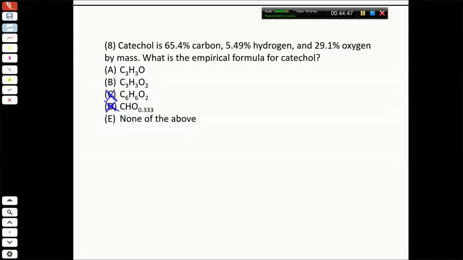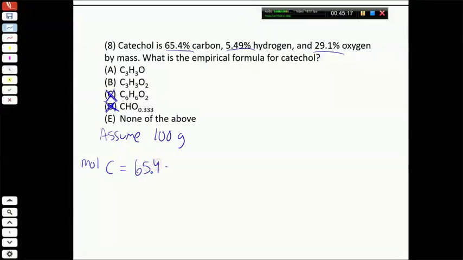Whenever we have a mass percent problem where we're converting mass percent into a chemical formula, we have to assume an amount of the substance, and the convenient way to do this is to assume 100 grams. Because when you have 100 grams of this substance, now we know that the mass of each of the elements is going to be 65.4, 5.49, and 29.1. So if we have 100 grams of compound, we can then find the moles of each element in that compound.